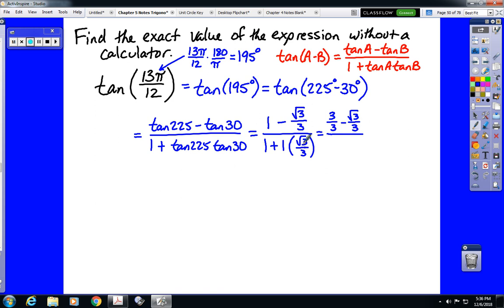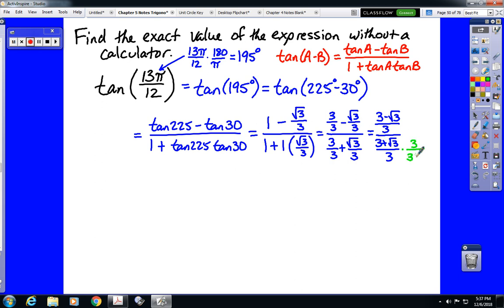And then here I'm going to multiply these, which basically just drop the 1, and then get a common denominator. So that'd be 3 over 3 for that one, plus root 3 over 3. So there we are looking at 3 minus the square root of 3 over 3, and 3 plus the square root of 3 over 3. Now, when we get to this point, we need to get rid of the complex fraction. We've talked about this several times already in this chapter. We're supposed to take the denominator and flip it over.